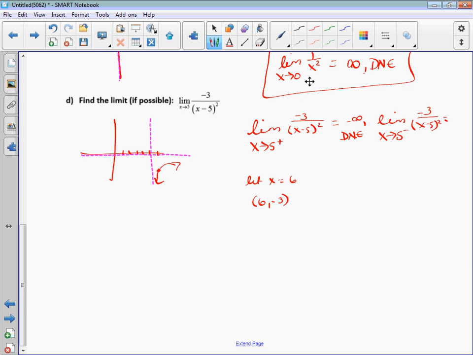From the left of 5, you're picking a value left of 5, so maybe 4. When you plug 4 in, you also get -3. So the graph's doing something like that. The limit there is also -infinity, does not exist. They're going the same direction, so your overall limit is -infinity. Okay?